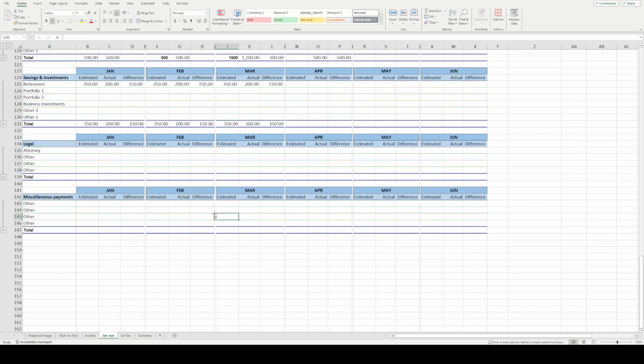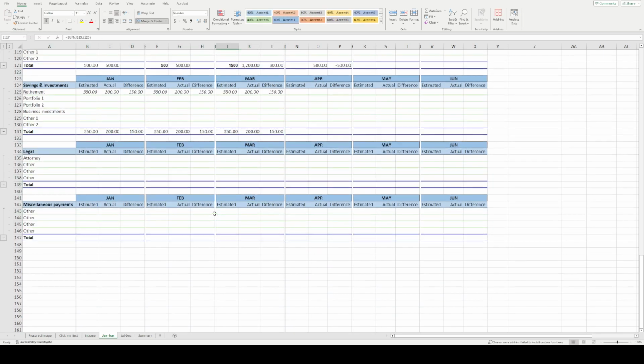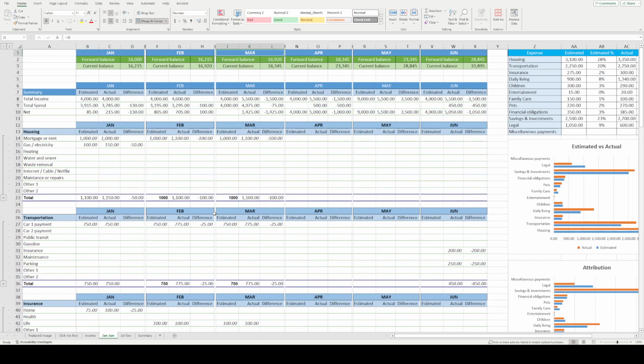Legal and some miscellaneous. So these are all the payments. So now we have all of our payments. And we can see that for January, our estimated was 4,000. We actually got 4,000. 37.85 is what we needed to spend. And we're left with 215 euros. And as you can see, that 215 euros here is added to your current balance.